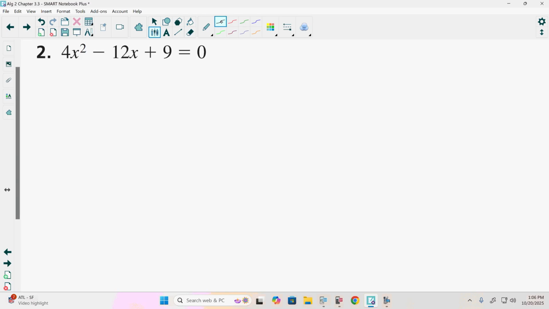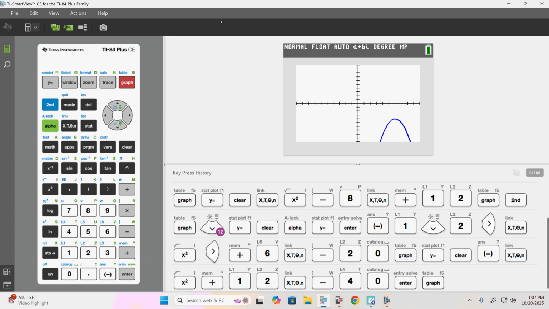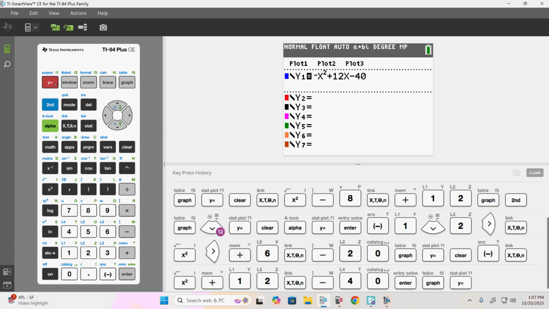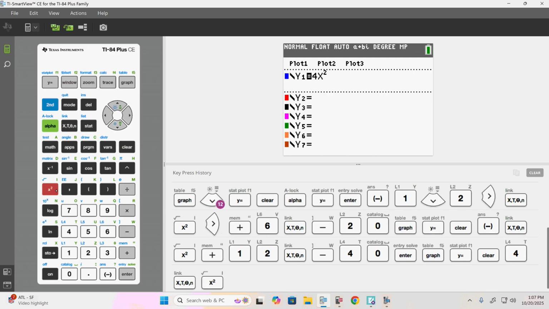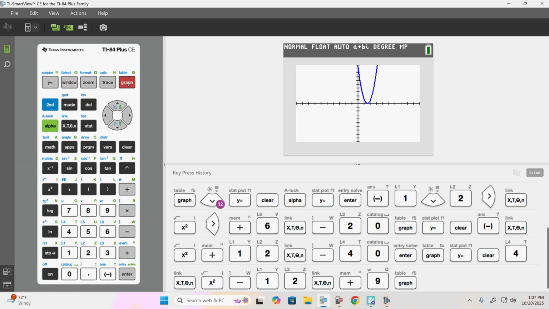So if we look at the next one, 4x squared minus 12x plus 9 equals 0, we want to find the values of x that will make this be 0. So if we graph this, it is already equal to 0, so we can say y equals 4x squared minus 12x plus 9. So we can type the whole thing in and hit enter. We got it?